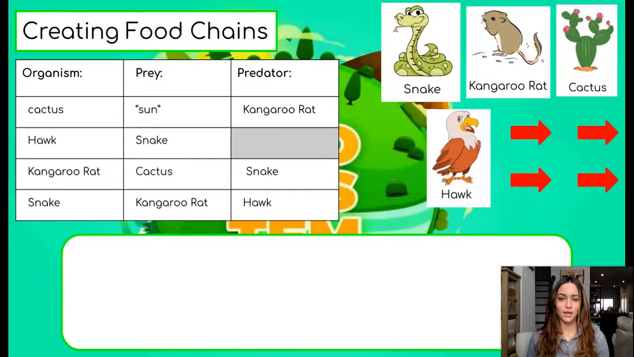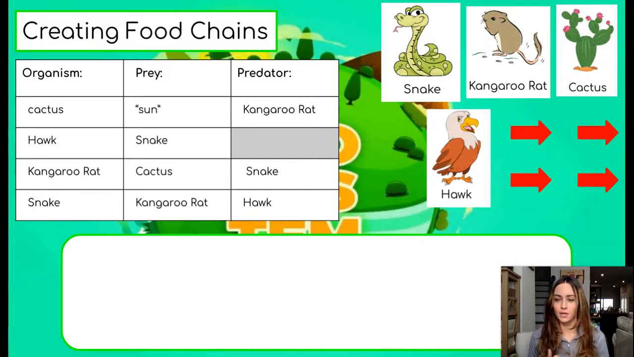Now, let's look at how we can create our own food chains when we know information about what's taking place in that ecosystem. Here in the table, we are given some information about the ecosystem and the interactions in this ecosystem. On the left-hand column, we're given the organisms that are present.